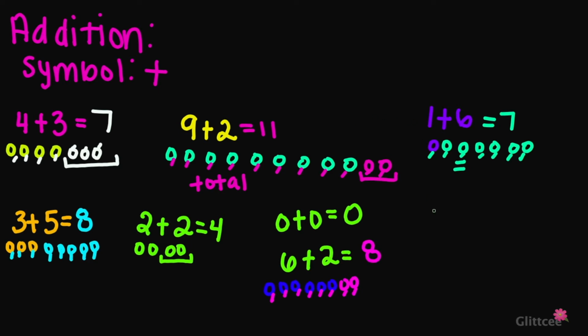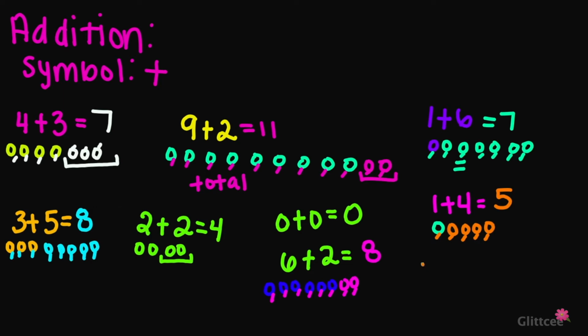What if I had 1 plus 4? So you have 1 marble and you're adding 4 more. Let's add 4 more. 1, 2, 3, 4. How many do you have in total? 1, 2, 3, 4, 5. 1 plus 4 equals 5.